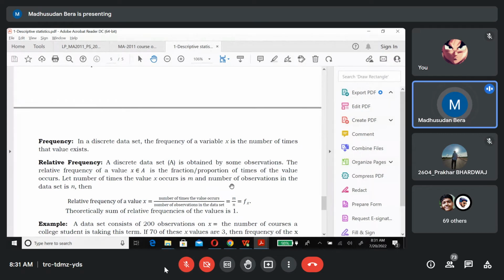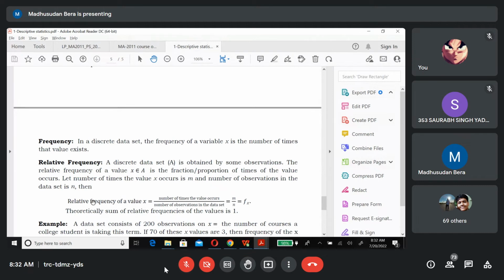Then what will be the total sum of the relative frequencies? It will be 1. Correct or not? Yes, sir. Theoretically, the sum of the relative frequencies of the values is 1. Actually, the classical definition comes from this frequency and relative frequency. What is relative frequency? That is nothing but the probability of the occurrence of x. See, the relative frequency of x is what we define as the probability of the occurrence of the value of x. Correct or not?